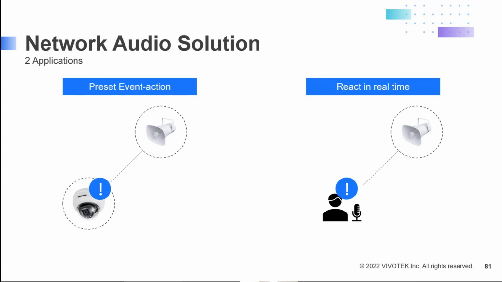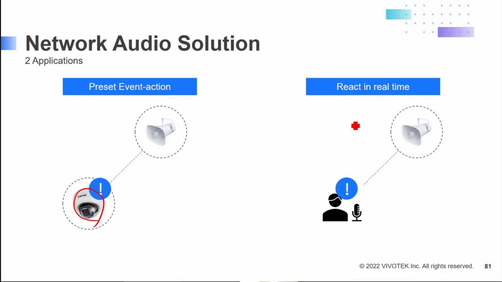So network audio solution has two purposes. The first purpose is what we call a preset event interaction. So you link that with the camera. For example, when the camera has a loitering detection set up, if people stand in the region for too long, it triggers loitering detection, that will enable the audio speaker to broadcast automatically. So it's called a preset event in action.